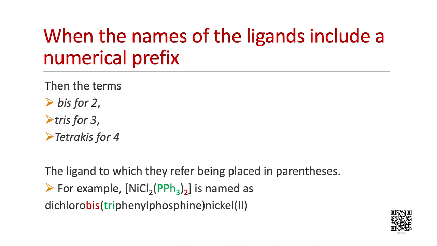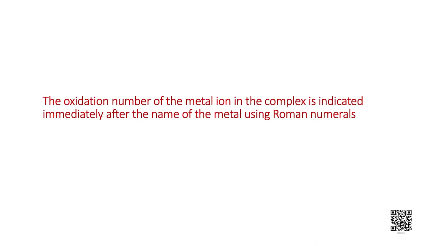For example, the complex given here is named as dichlorido, bis(triphenylphosphine), nickel(II). The oxidation number of the metal ion in the complex is indicated immediately after the name of the metal using Roman numerals. Let us learn how to write the name of given complexes one by one.